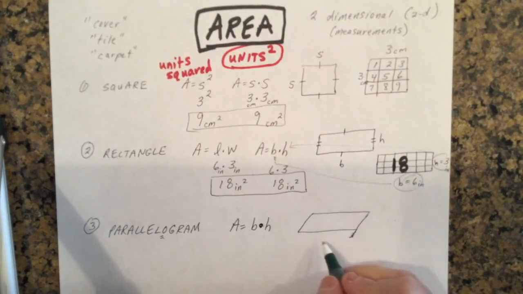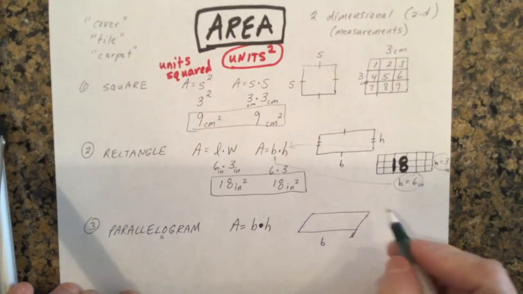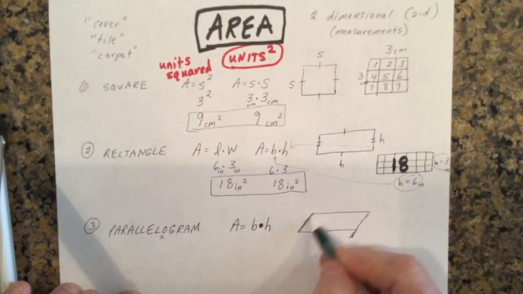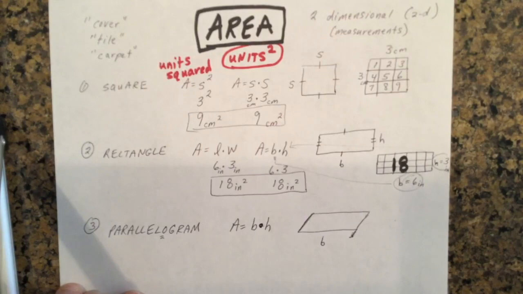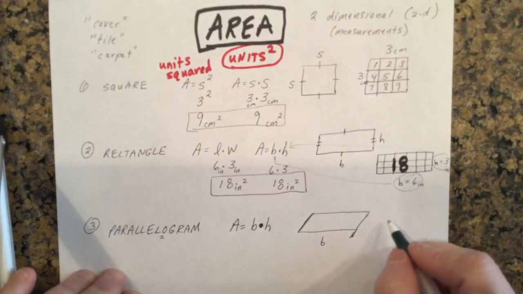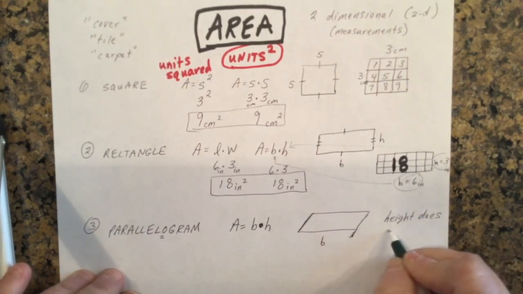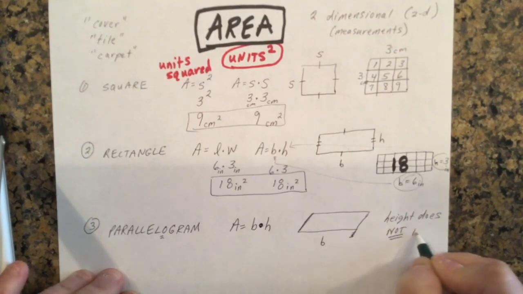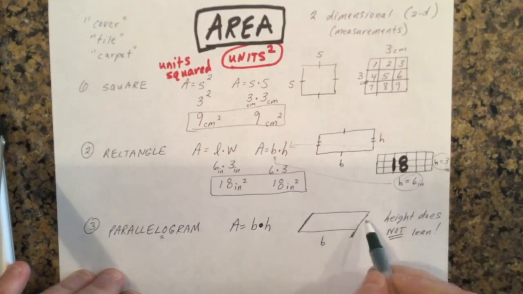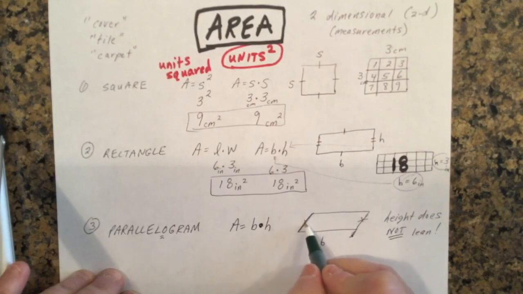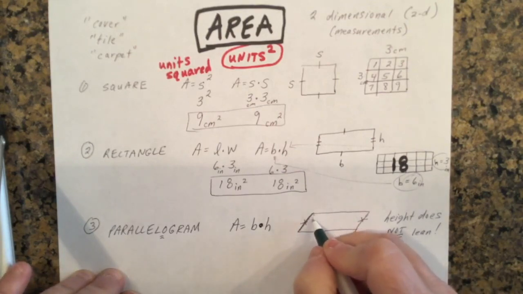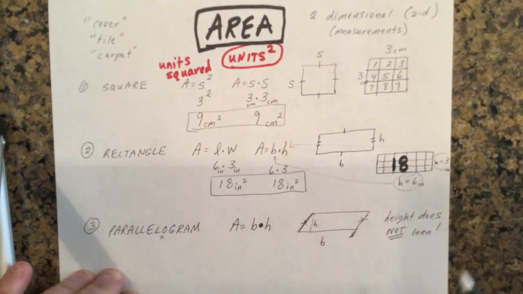Okay, so now here's our base. That makes perfect sense, right? The base is on the bottom. But what we can never have is a leaning height. Nobody wants their height measured while they're leaning over. You would never be as tall if you were leaning, okay? So our height does not lean. No leaning heights. So that means we can't use this side and we can't use this side for the height. We need to go to the straight up and down height right here.